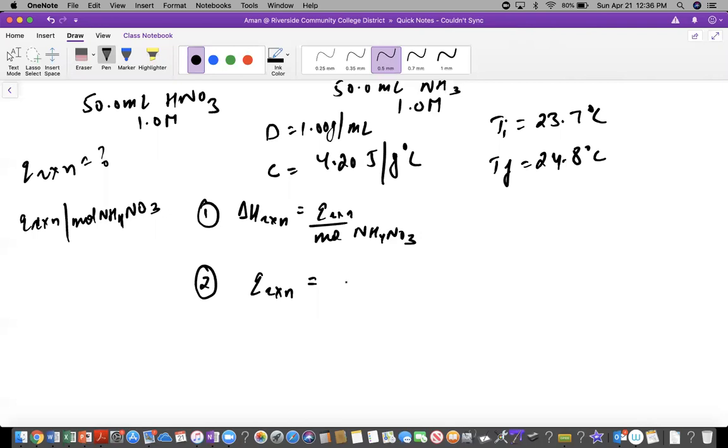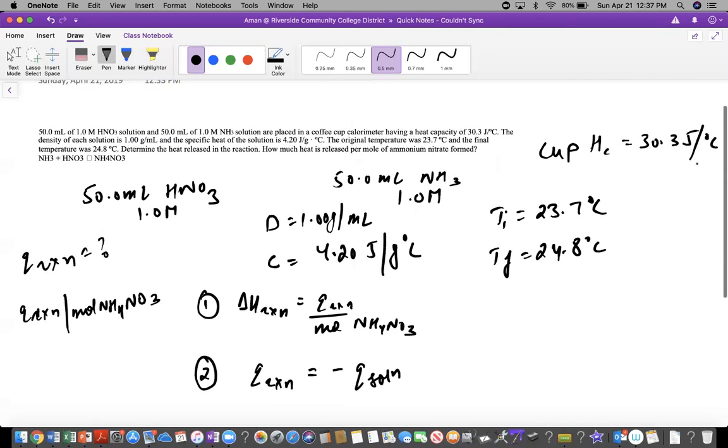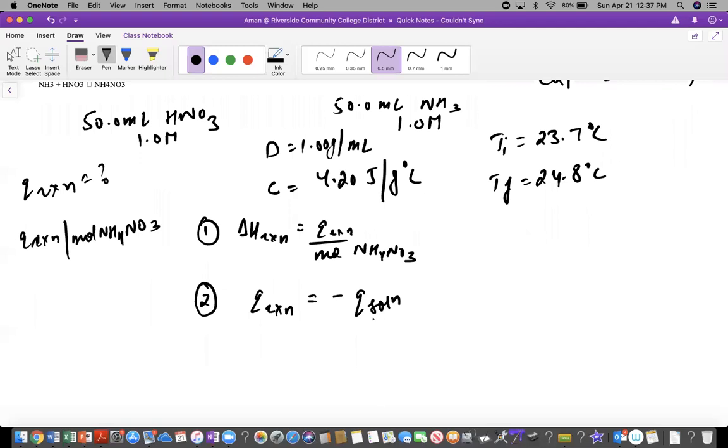That's the Q for solution, remember? Or for the coffee cup. So what is Q product reaction minus Q reactant? No, oh, this is not that question. Q reaction is equal to negative Q solution, remember that? But this question is also talking about the coffee cup. It's giving us the heat capacity of the coffee cup. For this, you guys remember that we actually need to add the Q solution and the Q cup.